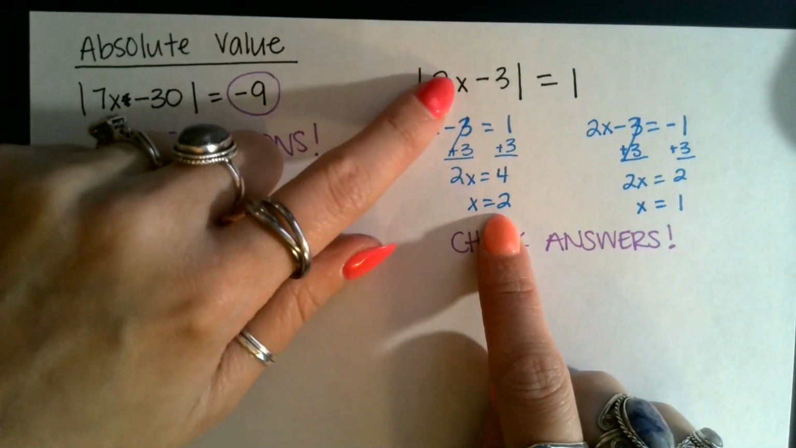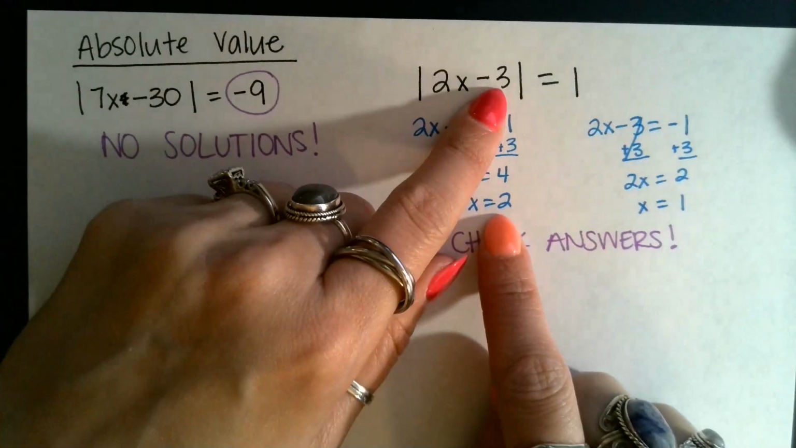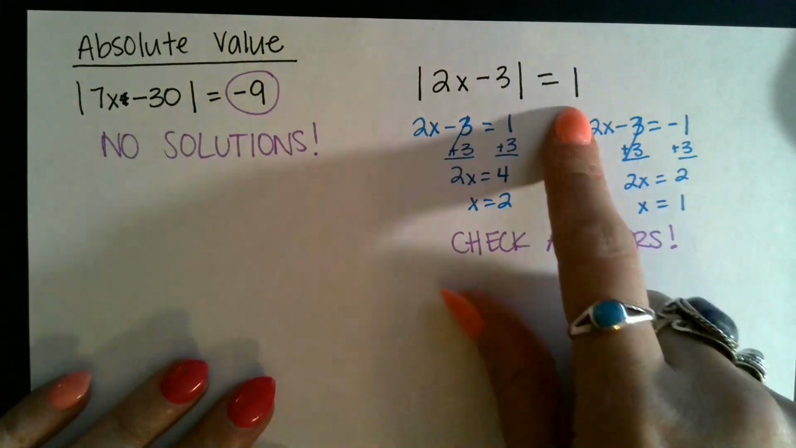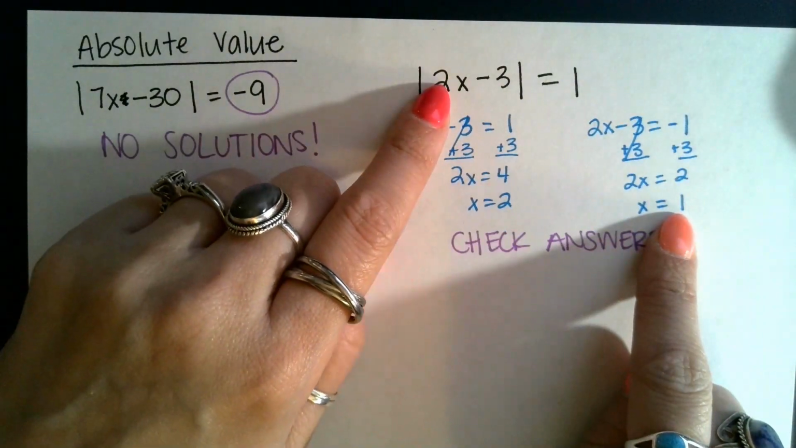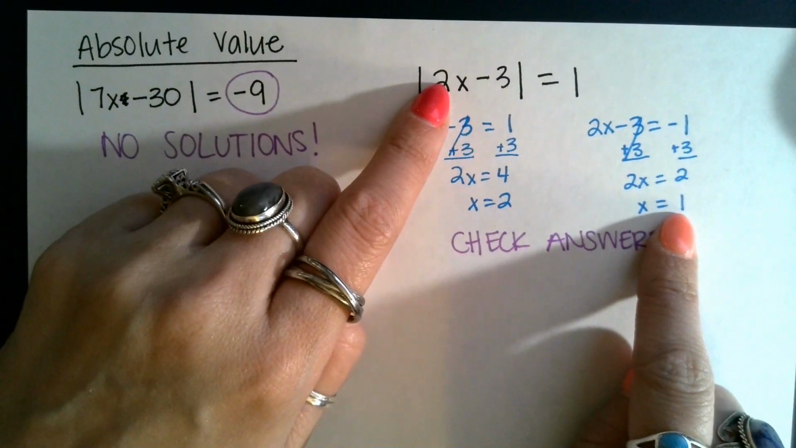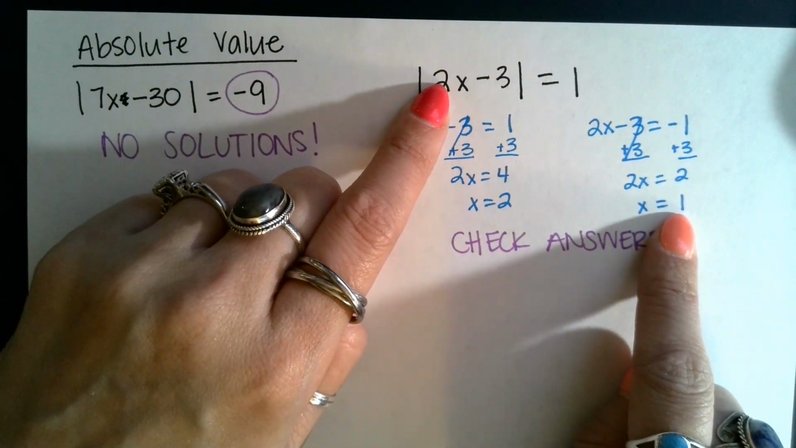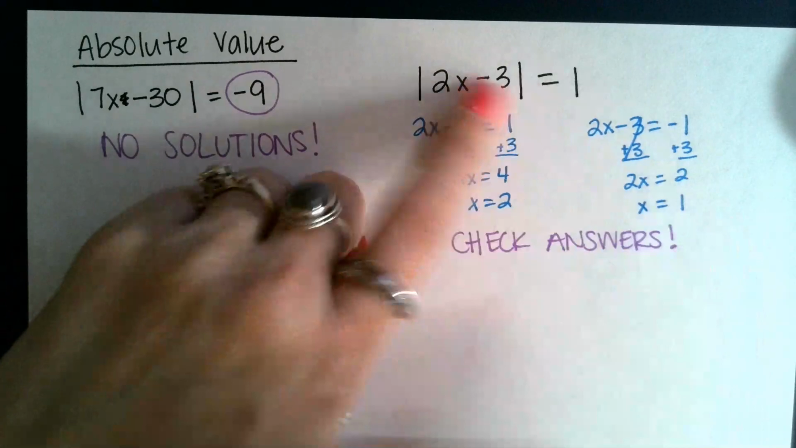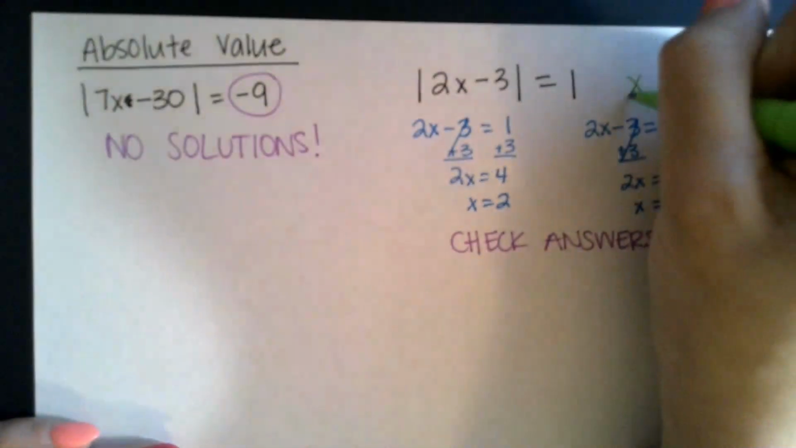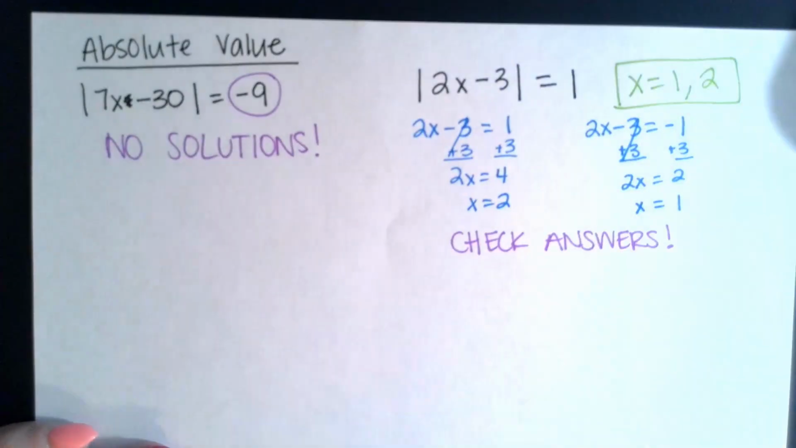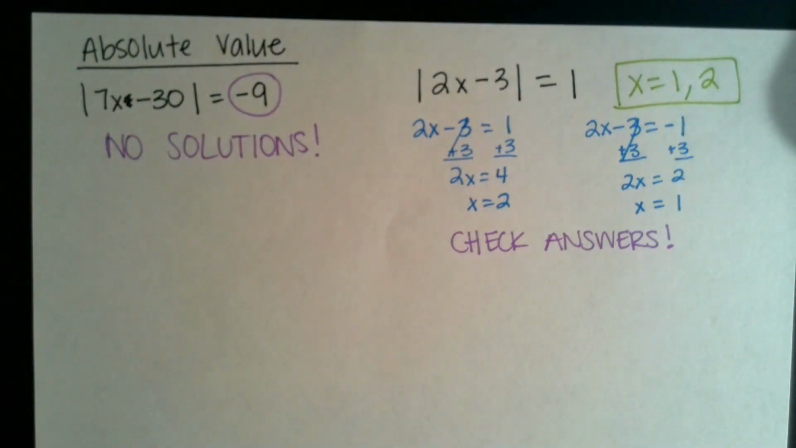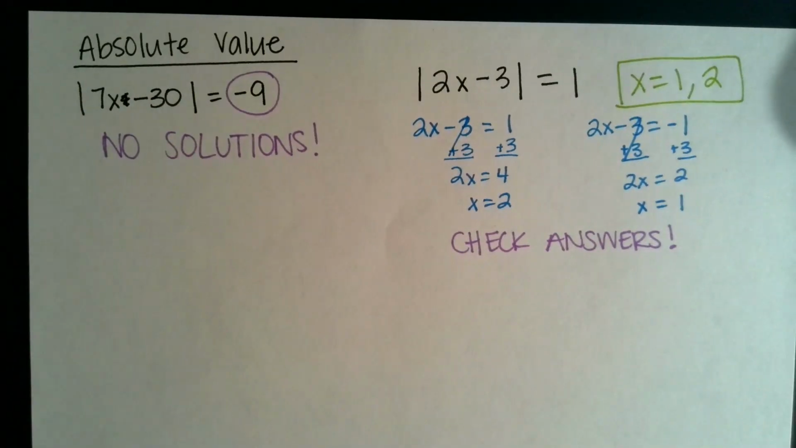So 2 times 2 is 4. 4 minus 3 is 1. The absolute value of 1 is 1. So that works. This one, 2 times 1 is 2. 2 minus 3 is -1. The absolute value of -1 is 1. So they both work. So our solution is x equals 1 and 2. On a test, it might look like x equals 1 or x equals 2.